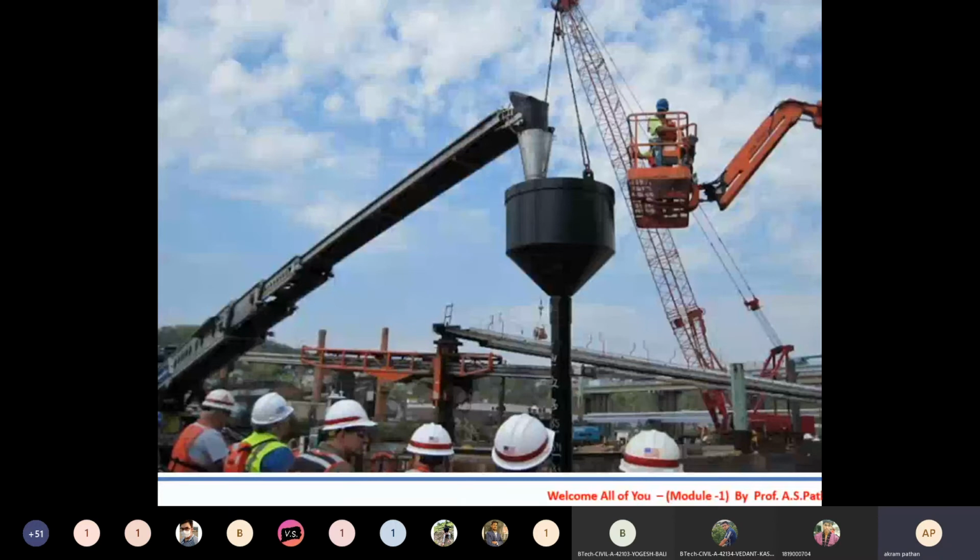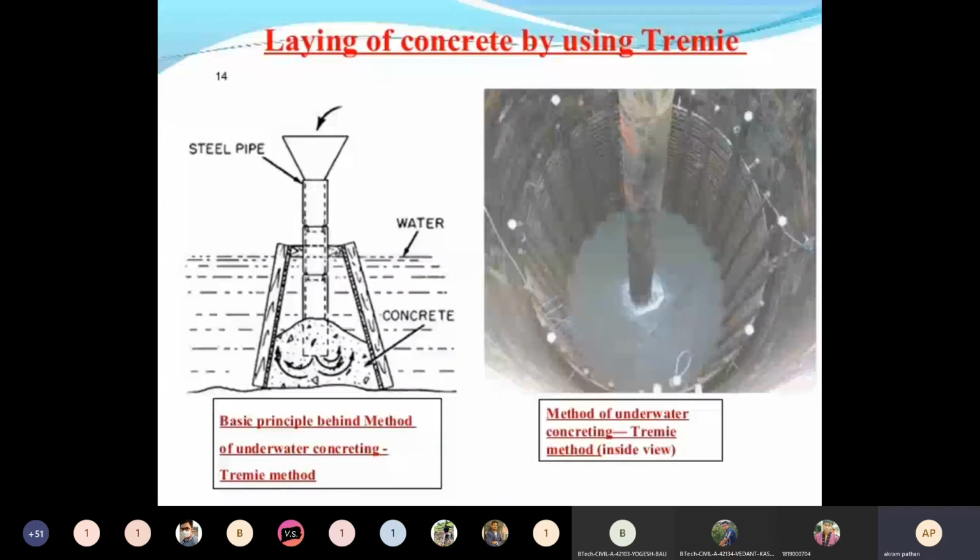So the first technique is to lay concrete by using the Tremie method. Suppose you want to construct a bridge across the river. Underwater, how will you construct that? That is a huge challenge. So with the help of the Tremie method. A Tremie is a watertight pipe.